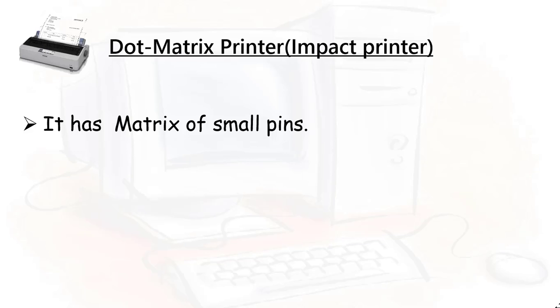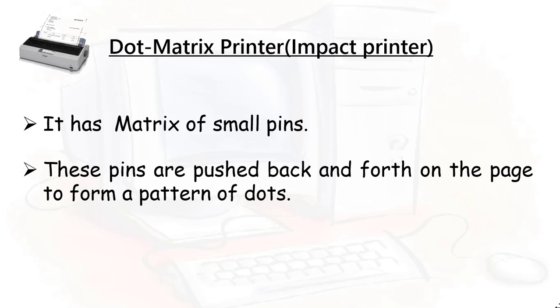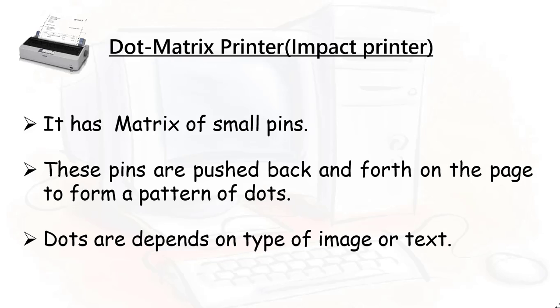The dot matrix printer has a matrix of small pins. These pins are pushed back and forth on the page to form a pattern of dots. The pattern of dots depends on the type of image or text.